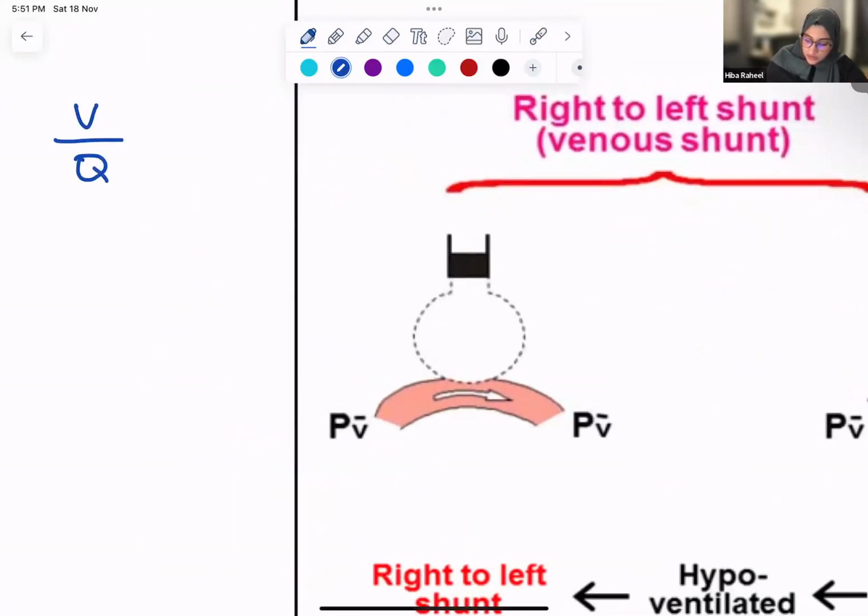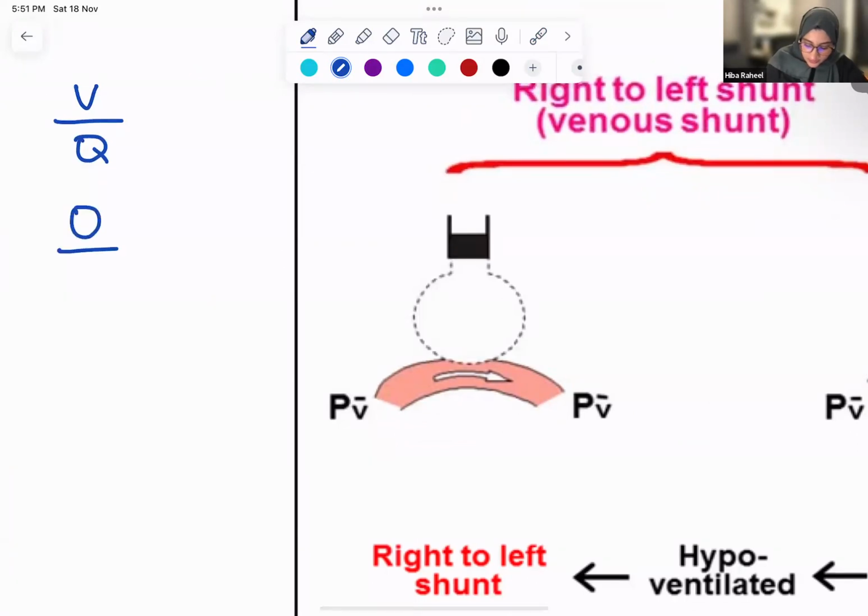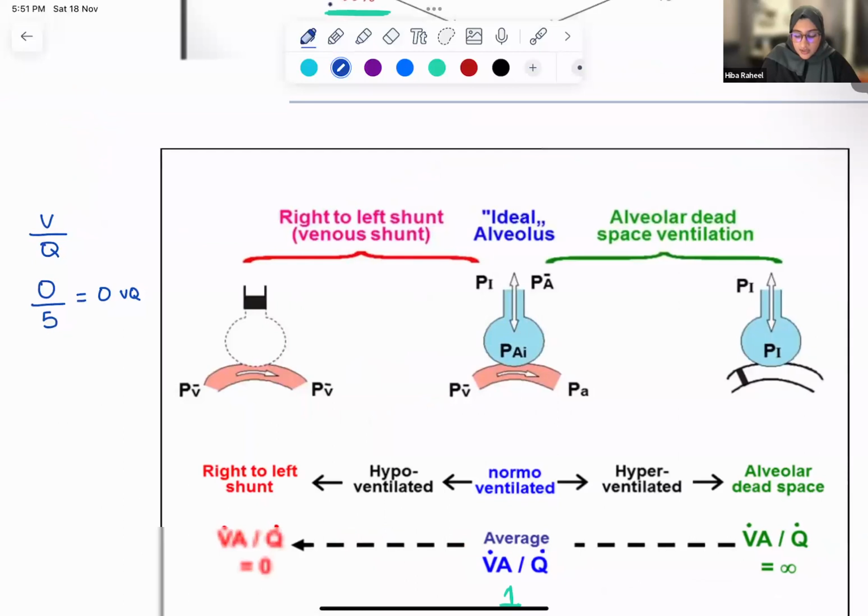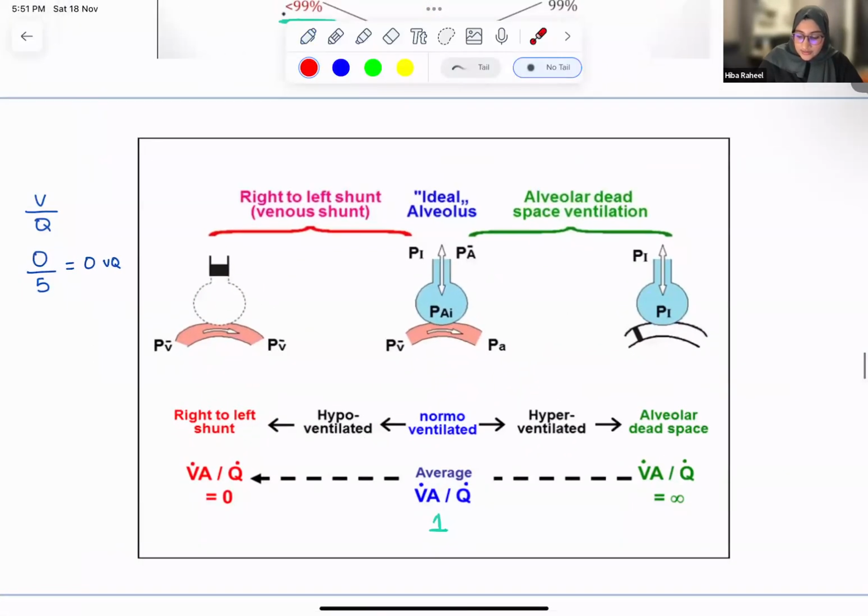V over Q. So our ventilation is 0. Let's say our Q we said was 5. What would this give us? 0. So this is your VQ ratio, 0. Okay. Now let's look at this side.